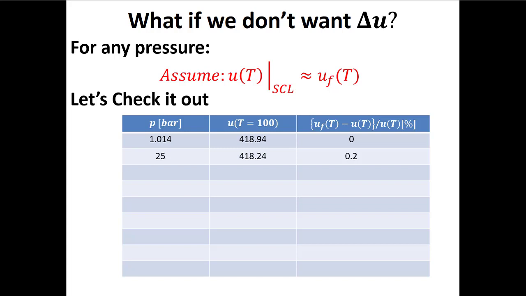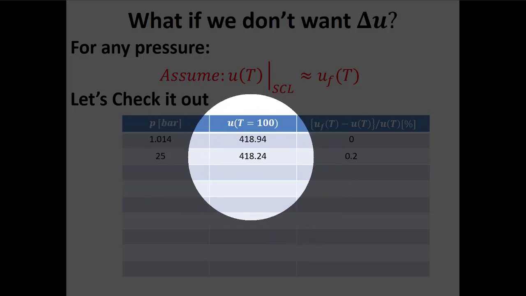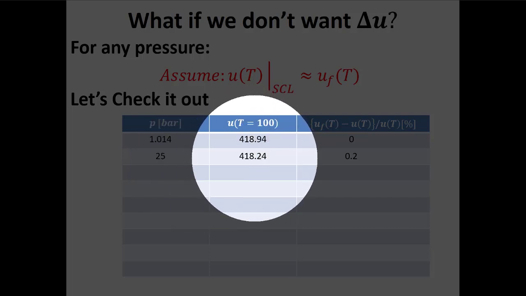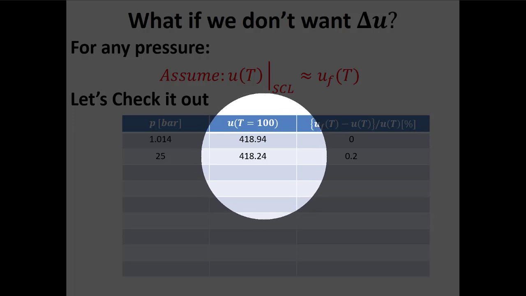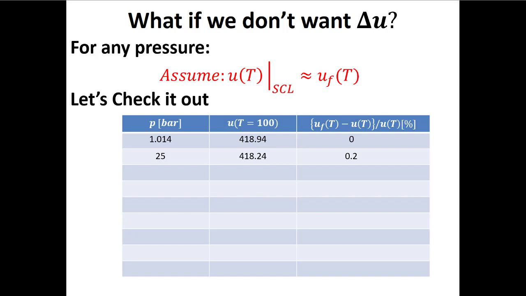If I increase the pressure to 25 bar, I can still find what the specific internal energy is at 100 degrees Celsius and 25 bar. Here you can see that in that case, it's 418.24 kilojoules per kilogram. That's pretty close to 418.94, right? This is only 0.2% off. So it's pretty good if my pressure is 25 bar. If I increase my pressure again to 50 bar, my assumption's still pretty good. Right now I'm off by 0.3%. 0.3% is pretty low, right? It's almost the right answer.